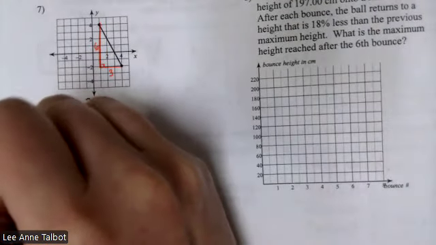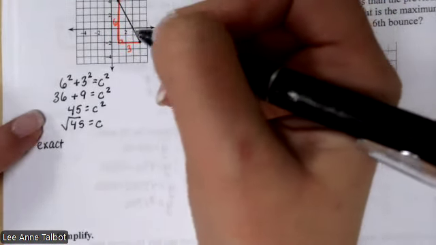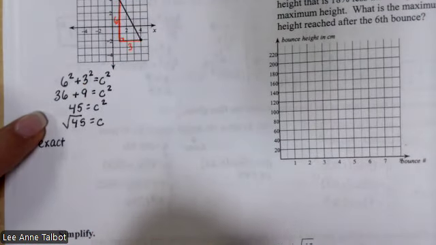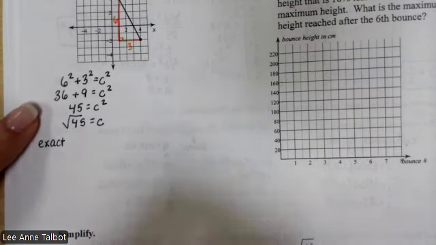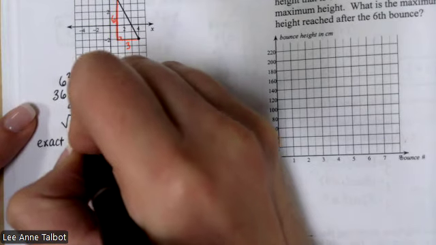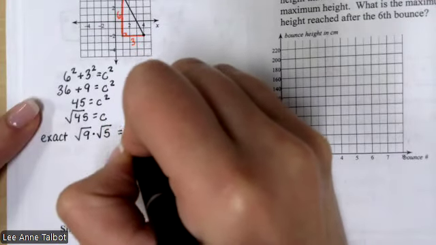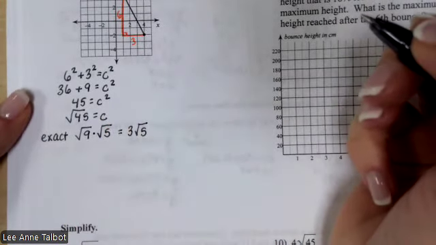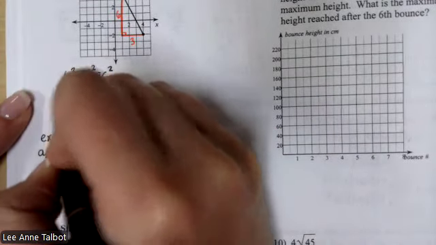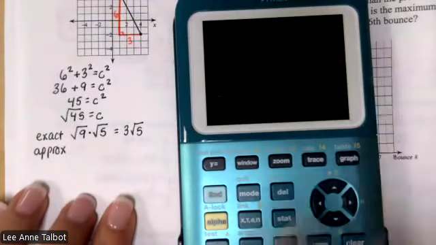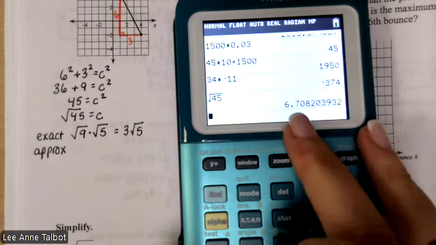Okay. First, I'm going to do exact. Which one of my perfect squares divides into 45? I didn't mean to say prime. I meant to say perfect squares, but yes, 9 is the answer. So I'm going to say square root of 9 times square root of 5 is 3 root 5. And then for approximate, I'm going to go square root of 45, 6.7.